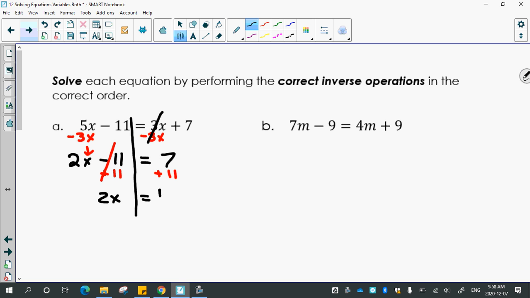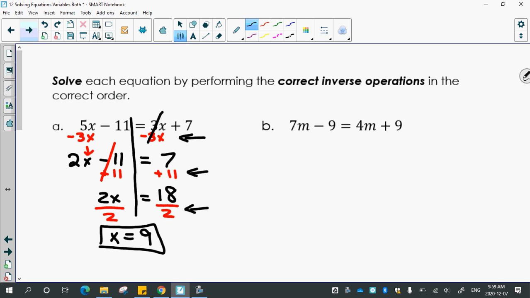2x equals 18. And we know 2x means 2 times x. So we divide by 2 and get x equal to 9 if you do 18 divided by 2. Okay, so look at how many things you had to do here. Step 1, you had to subtract 3x from both sides, then add 11 to both sides, then divide both sides by 2. So we did 2-step equations, now we're on to 3 steps.